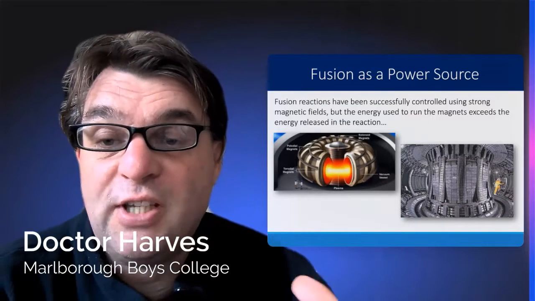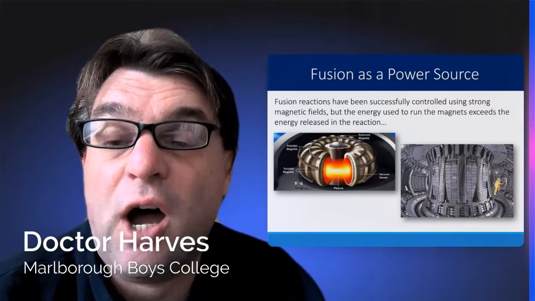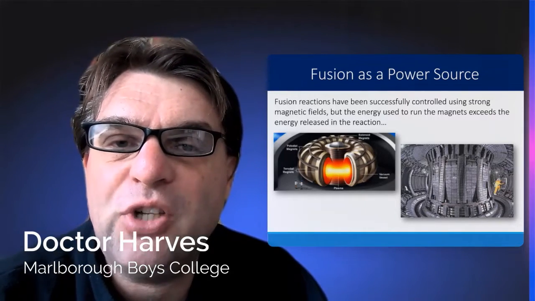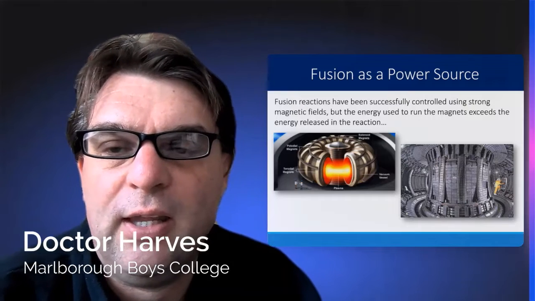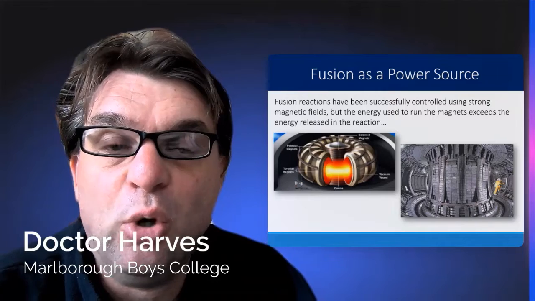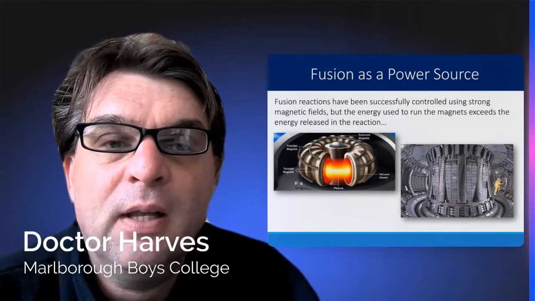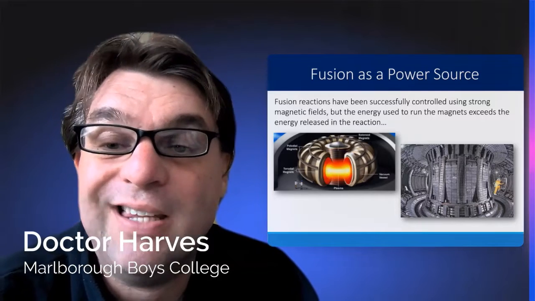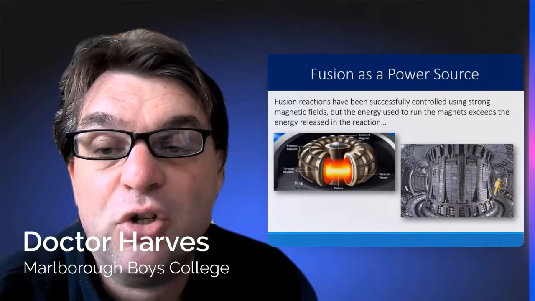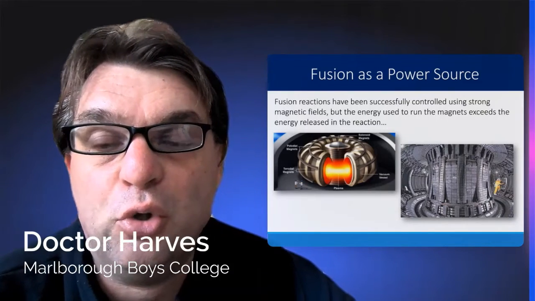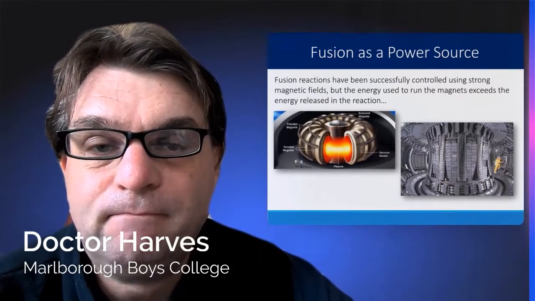We've tried fusion on Earth as a power source, and essentially what happens is that due to the high temperatures, a plasma is formed, which is charged. Strong magnetic fields are used to control the nuclear fusion reaction in something called a torus, which you see there. But the problem is that the energy required to run the magnetic field is actually more than the energy released in the fusion reaction. So we're still a work in progress, at least on Earth, to do nuclear fusion.